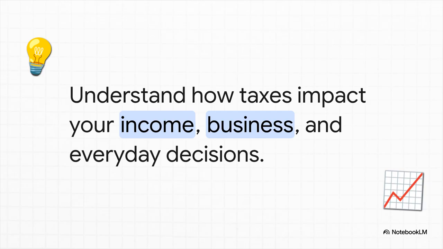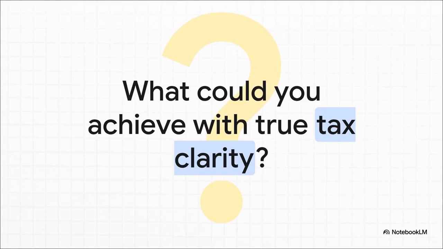When you boil it all down, this is what it's all about. Understanding how taxes impact your income, your business, and even your small everyday decisions. Once you finally get the how and the why, you stop just blindly following rules and you start making strategic choices. And that leaves us with a final thought to take away. Forget the frustration. Forget all the confusing forms for just a second. And think about the possibilities. If that giant wall of complexity just disappeared, what could you really achieve with total tax clarity? What decisions would you make differently?